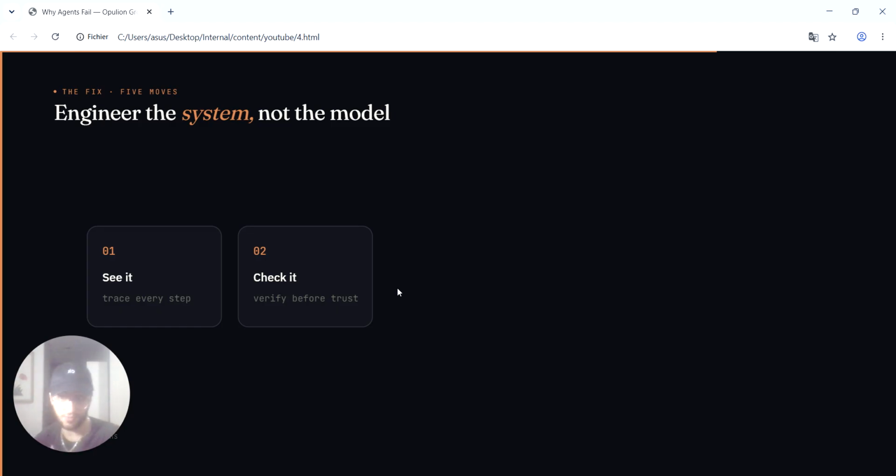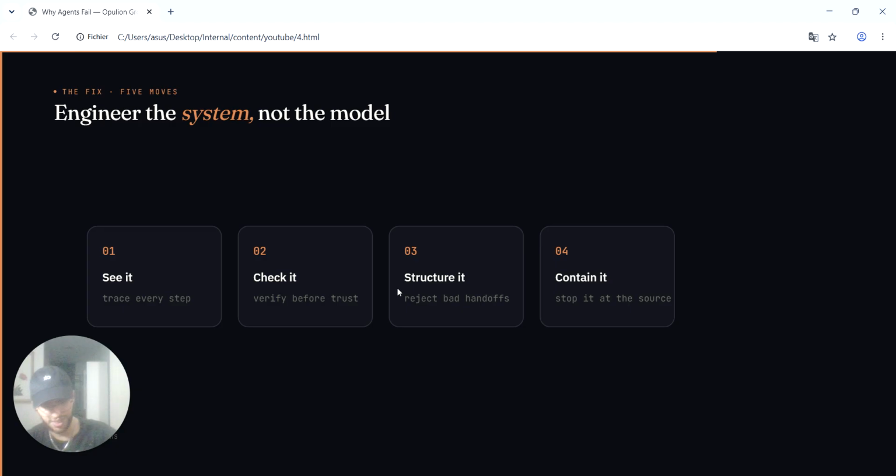And you need to close the loop. Three, you need to structure it: let the step reject a bad handoff instead of swallowing it whole without any verification. That's the 82% fix. Four, you need to contain it: stop a failure at its source before it spreads through the whole chain forward.